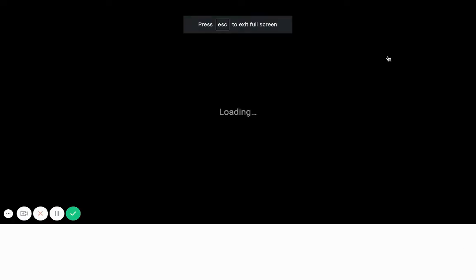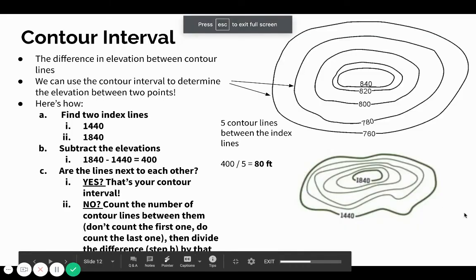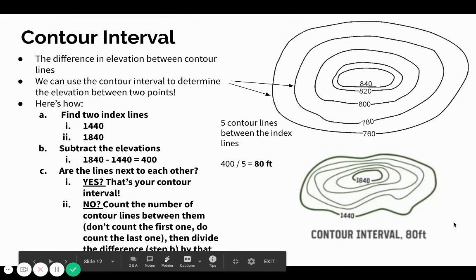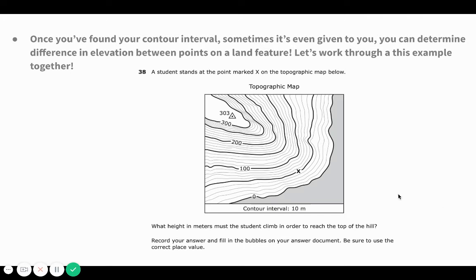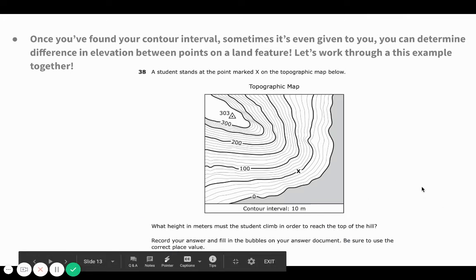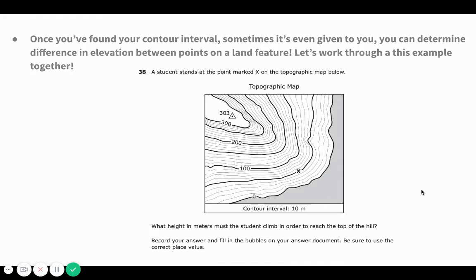And we can make sure we're correct and check ourselves. It is 80 feet. Yes, great job, guys. Let's move on to our next worked example. Okay, now we just did an example finding our contour interval. So with this one, let's determine the difference in elevation between 2 points using the contour interval. So using our Ruby strategies, let's work through this question.